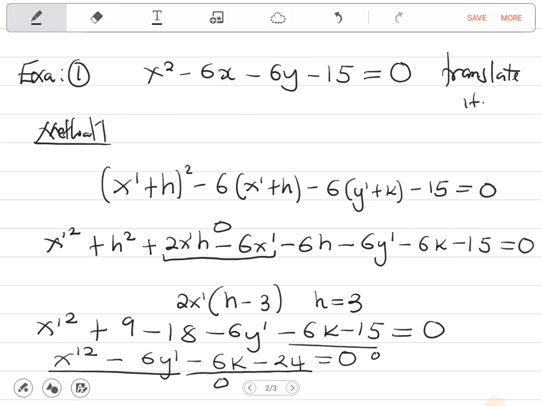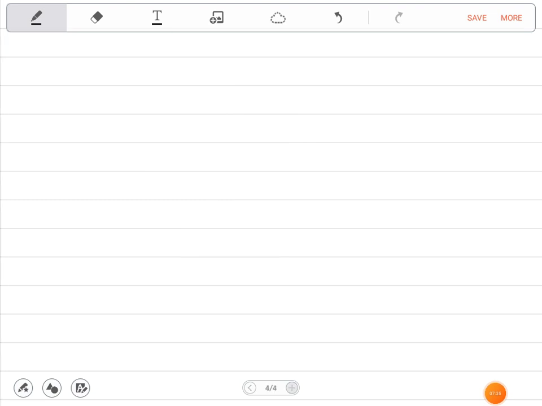This is where now you need to get clever. All right. The other one is when you complete the square, then later on substitute. Either way. So what if, let's say, you use another method. Method 2 requires you to complete the square.